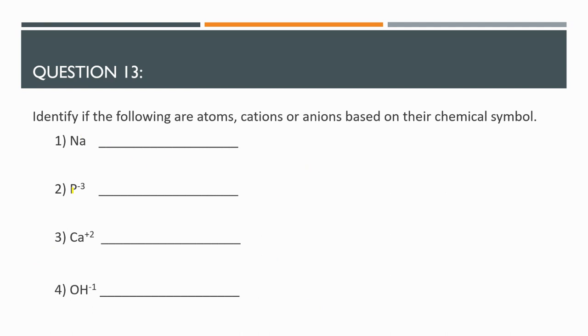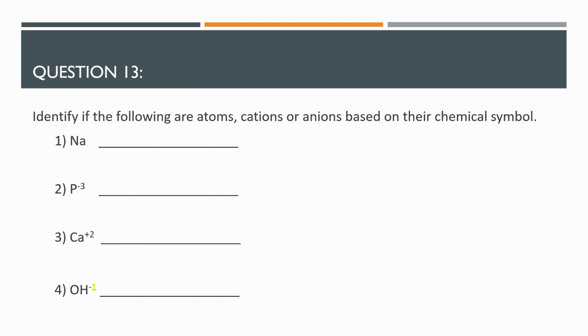All right, so looking at these symbols, we can determine whether it's an atom, which is neutral, whether it's a cation, which has a positive charge, or whether it's an anion, which has a negative charge. If you look at the first one, it just has the chemical symbol, and so that tells us that it is not charged, okay?